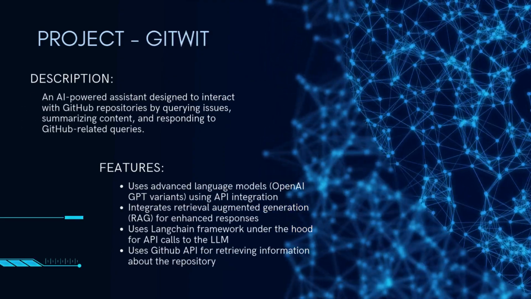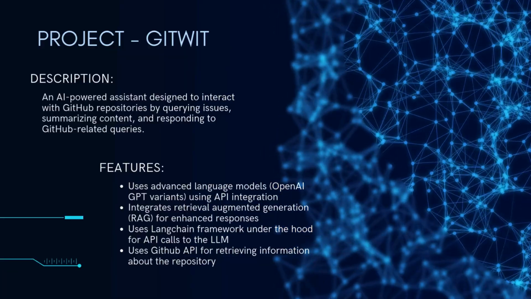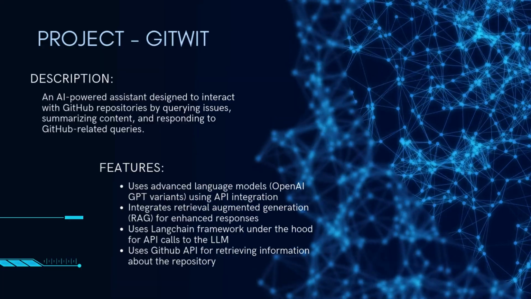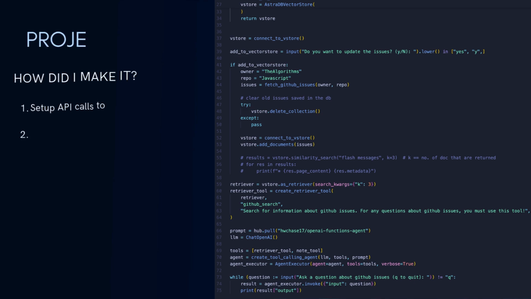Let's talk about my project Gitwit. Gitwit is a smart AI assistant which can interact with GitHub repositories. It can answer queries regarding issues, pull requests, etc. using RAG, LLMs, and the GitHub API.